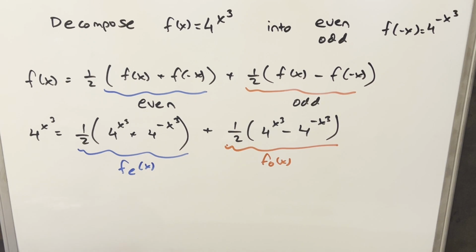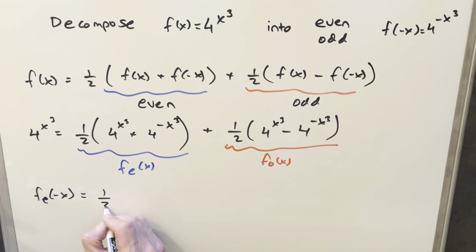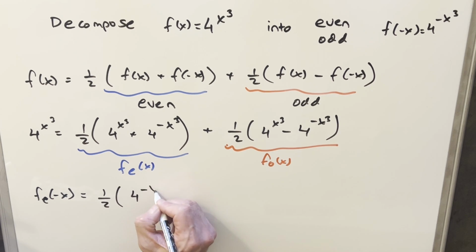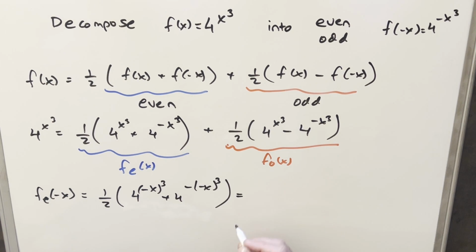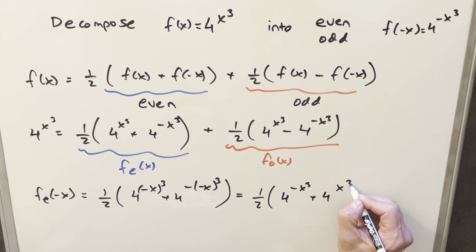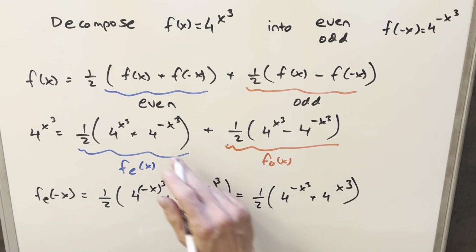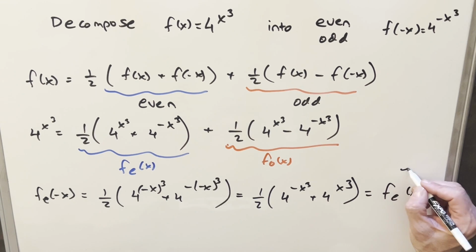So coming here, starting with the even part, if I look at f_e of minus x, when we plug this in, we should get back just f_e of x. So let's do this. We have our 1/2 out front. This is going to be 4 to the minus x cubed plus 4 to the minus x cubed. But when we simplify this, the first term is just 4 to the minus x cubed, and in the second part, the minus and minus end up becoming a plus, so we just have 4 to the x cubed. And so we can see this is just the same expression in a different order. So this is the same thing as f_e of x, so this is in fact even.